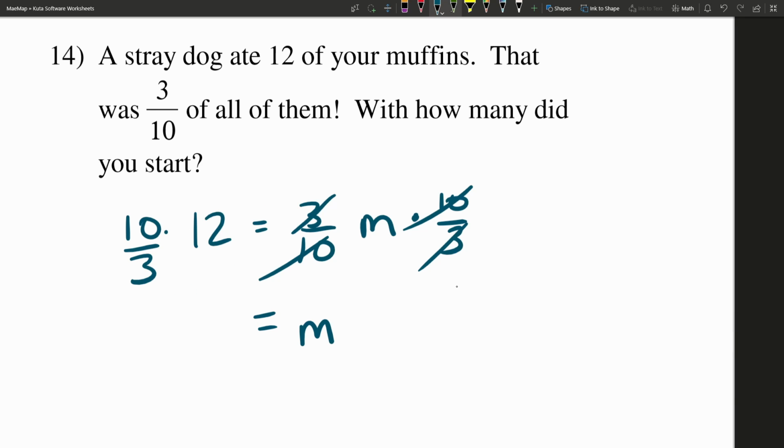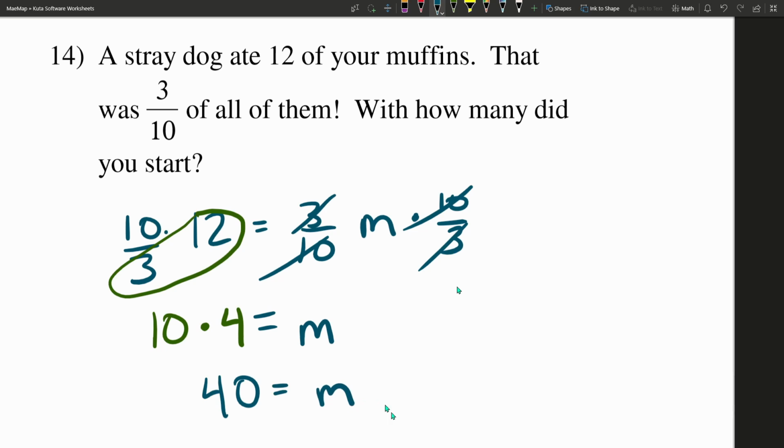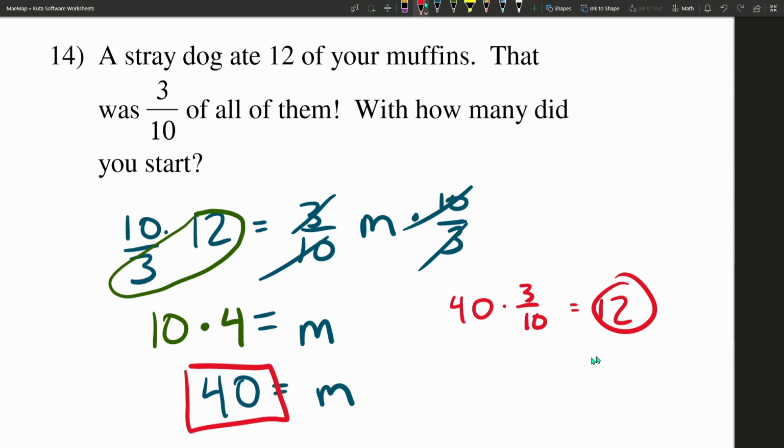Let's do this in our heads. Well, 3 doesn't go into 10 evenly, so it's kind of hard to do 10 divided by 3 first. But 12 divided by 3 right off the bat is going to be so much easier to do in our heads. 12 divided by 3 is 4. So we're going to have 10 times 4 equal to M. 10 times 4, that's going to be a total of 40 muffins that we started with. So we started with 40 muffins. A stray dog ate 3/10 of them. 40 times 3/10, that's going to be a total of 12. So the dog ate 12 of them.